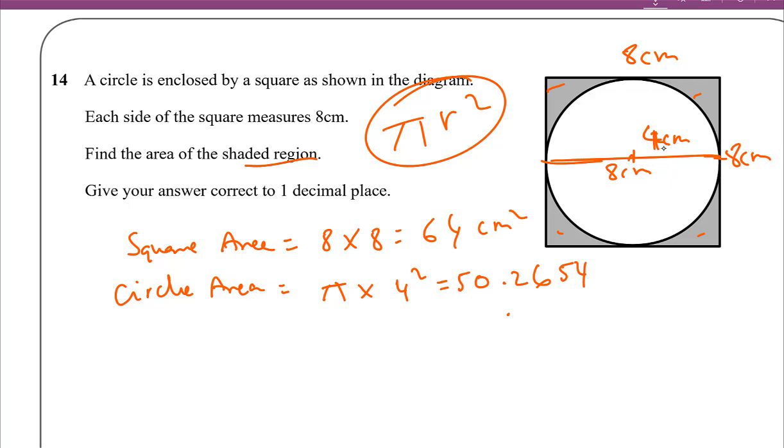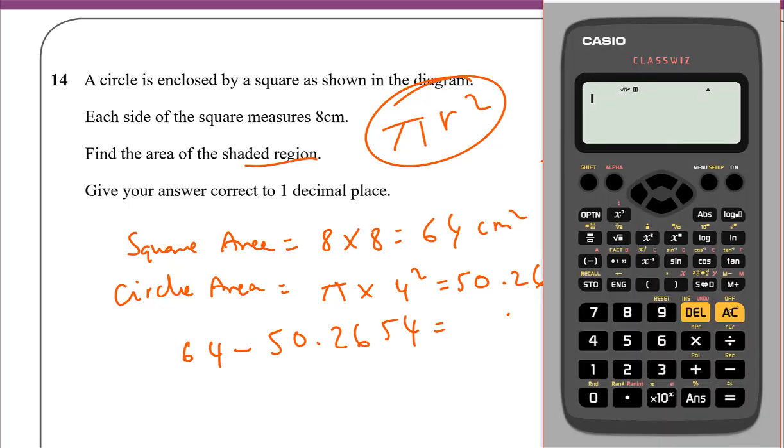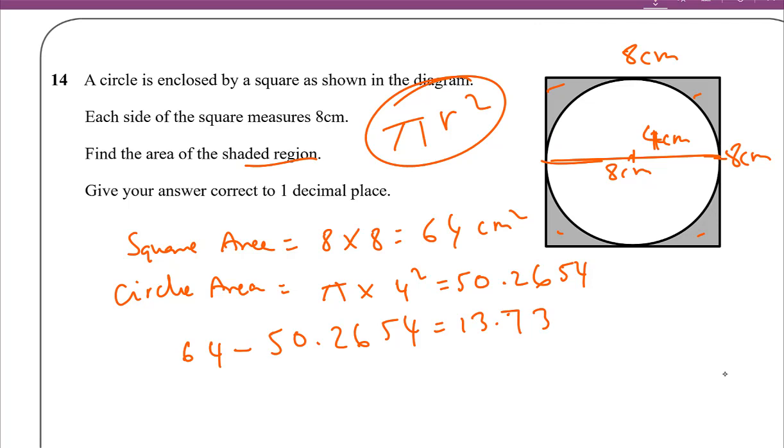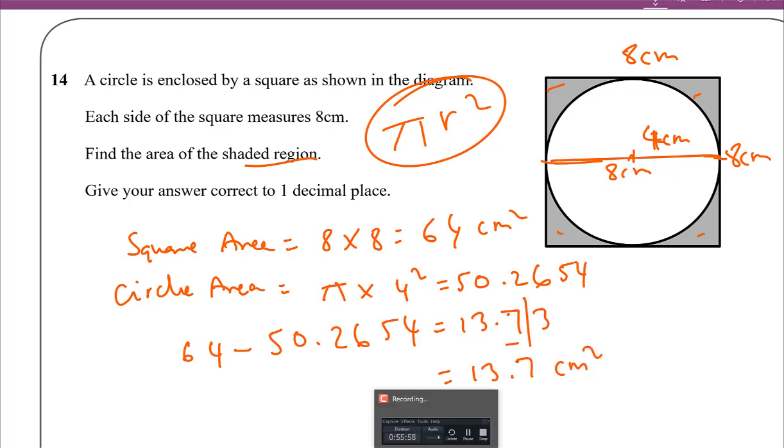Now take away from 64 because we're only interested in the shaded region. So 64, make sure you show all this working, take away 50.2654, and that equals 13.73. Then round it to 1 decimal place, so that would be 13.7, so it equals 13.7 centimeters squared, and that's our answer.